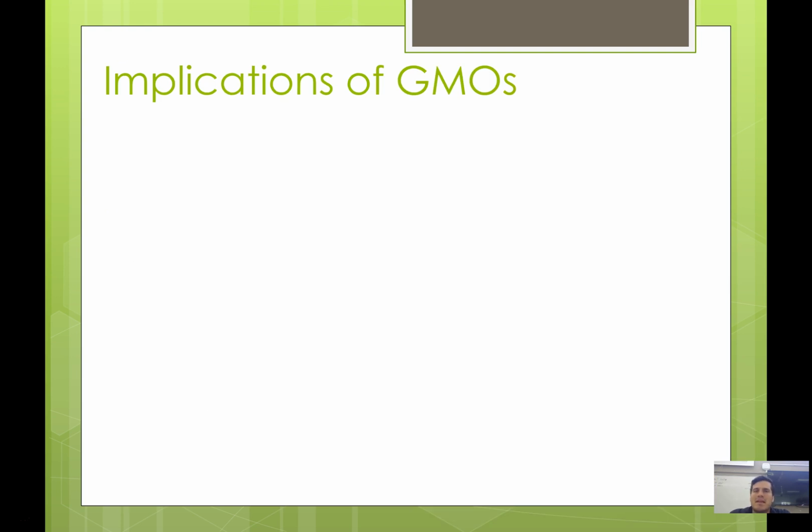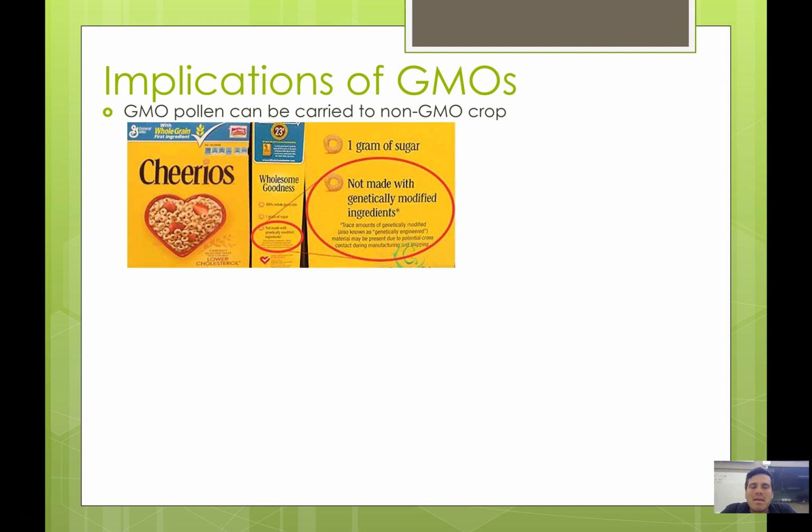But there are some implications of GMOs, okay? They're not a new technology, but there's a lot of things that we still don't know about GMOs. That is a true fact, all right? But it's probably not as bad as a lot of people think they are. Okay, probably one of the biggest true implications is that GMO pollens can actually be carried to a non-GMO crop.